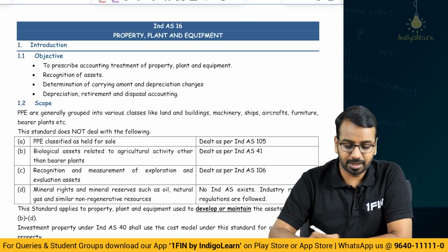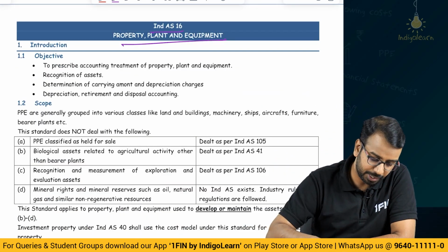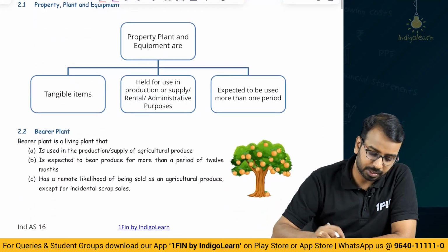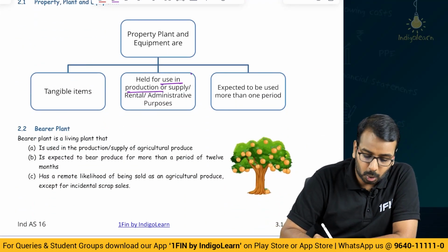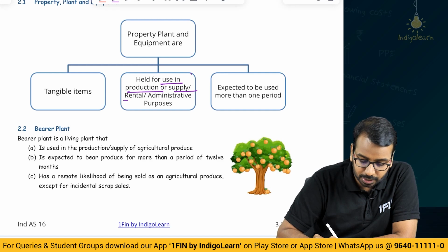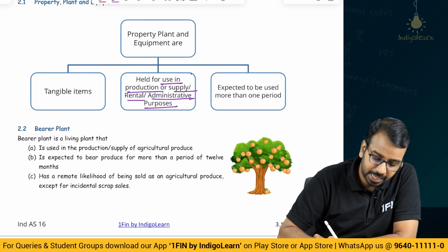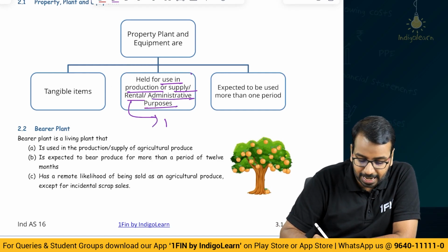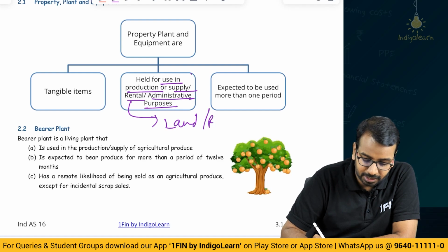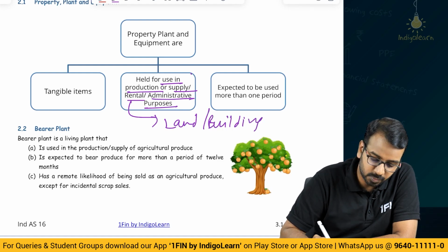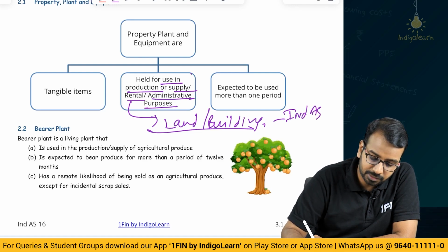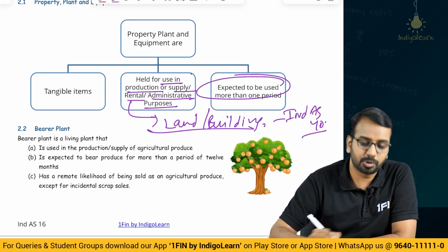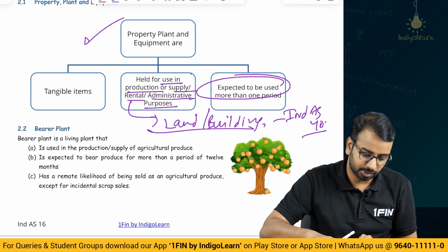Then moving on to the next standard, which is IndAS 16 on property, plant and equipment. Property, plant and equipment are the items which are held for use in production or supply of products, or for rental or administrative purposes. Rental of your land and building component which is held as investment property will be covered by IndAS 40, and it is expected to be used for more than one period. You can just remember the definition.